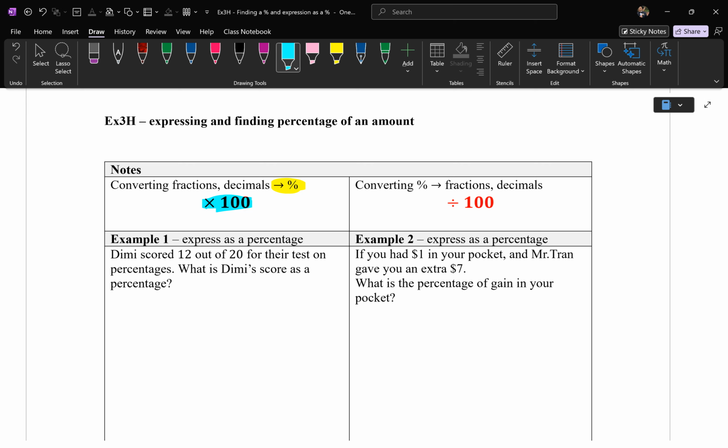Oh, why did it freeze? Oh, it is frozen. I never froze it.